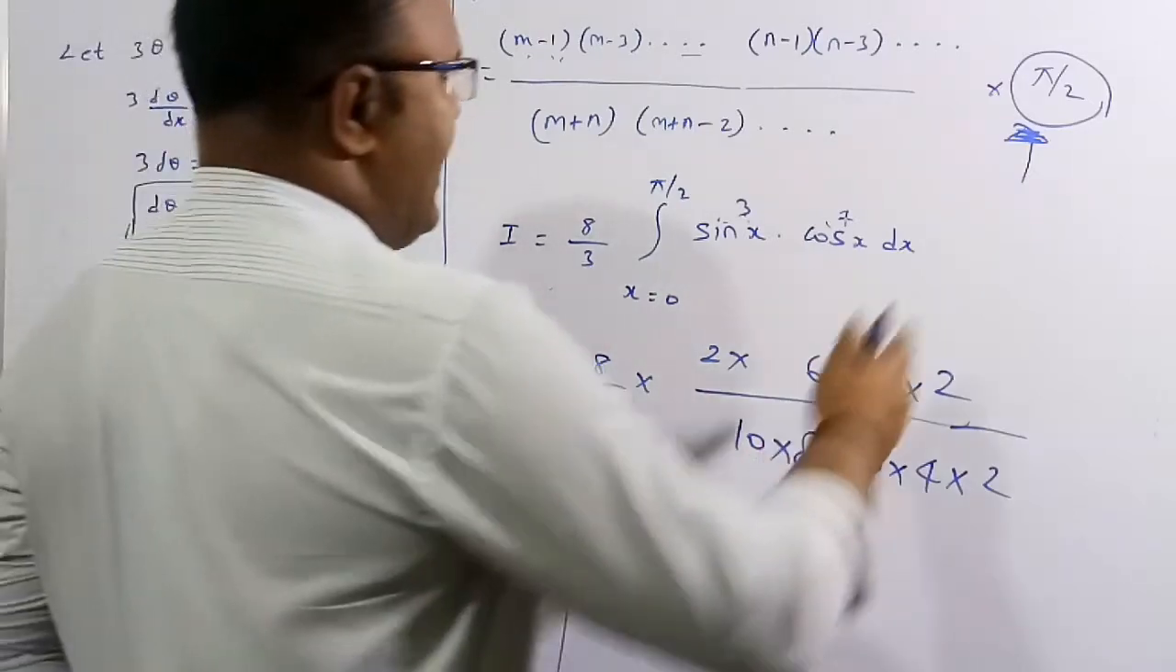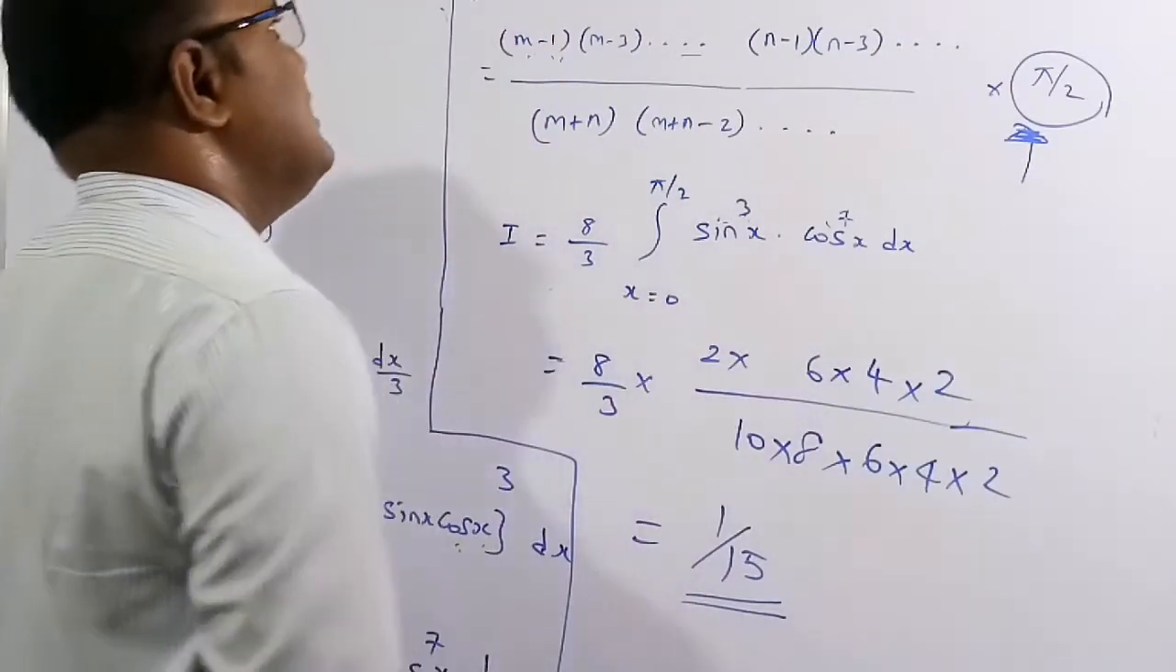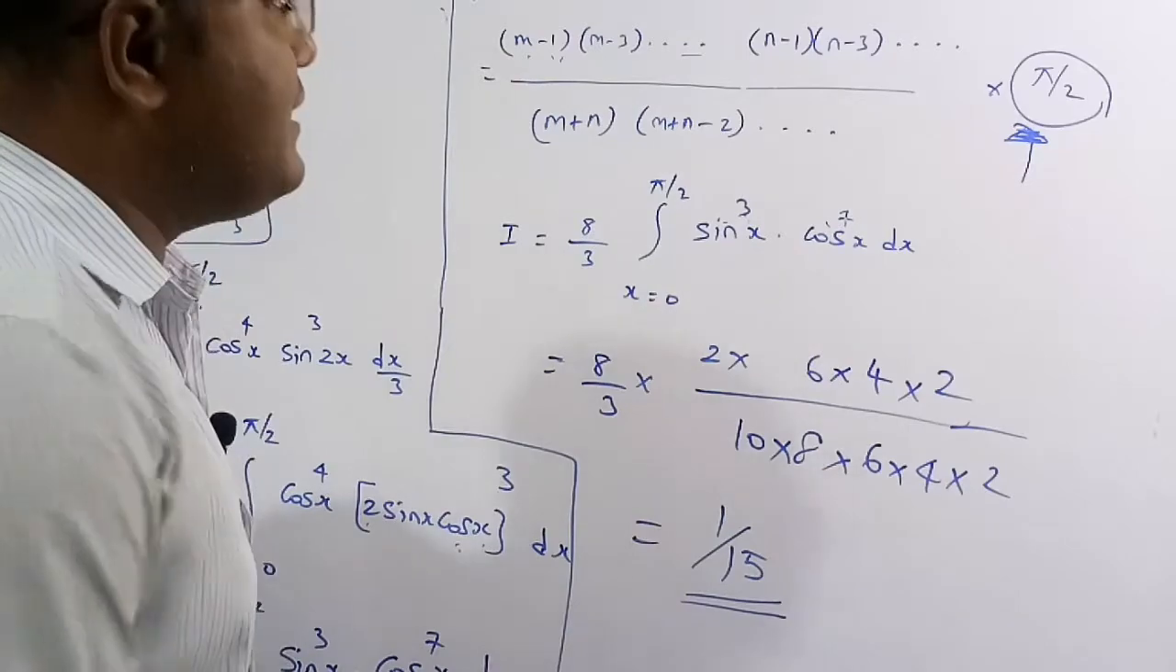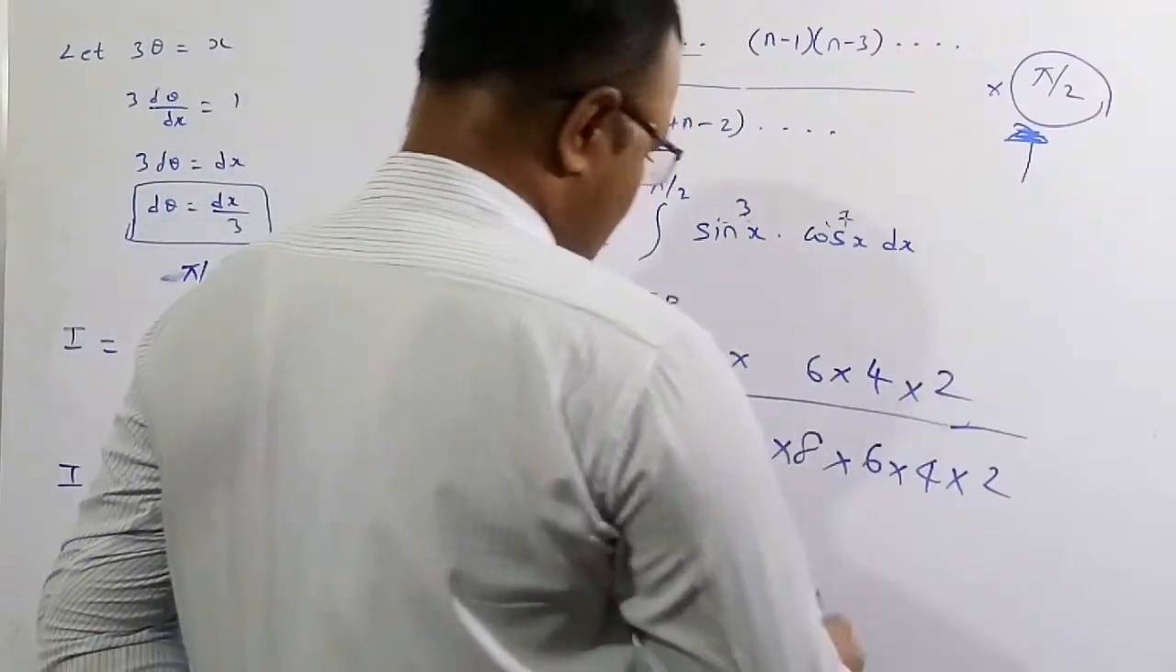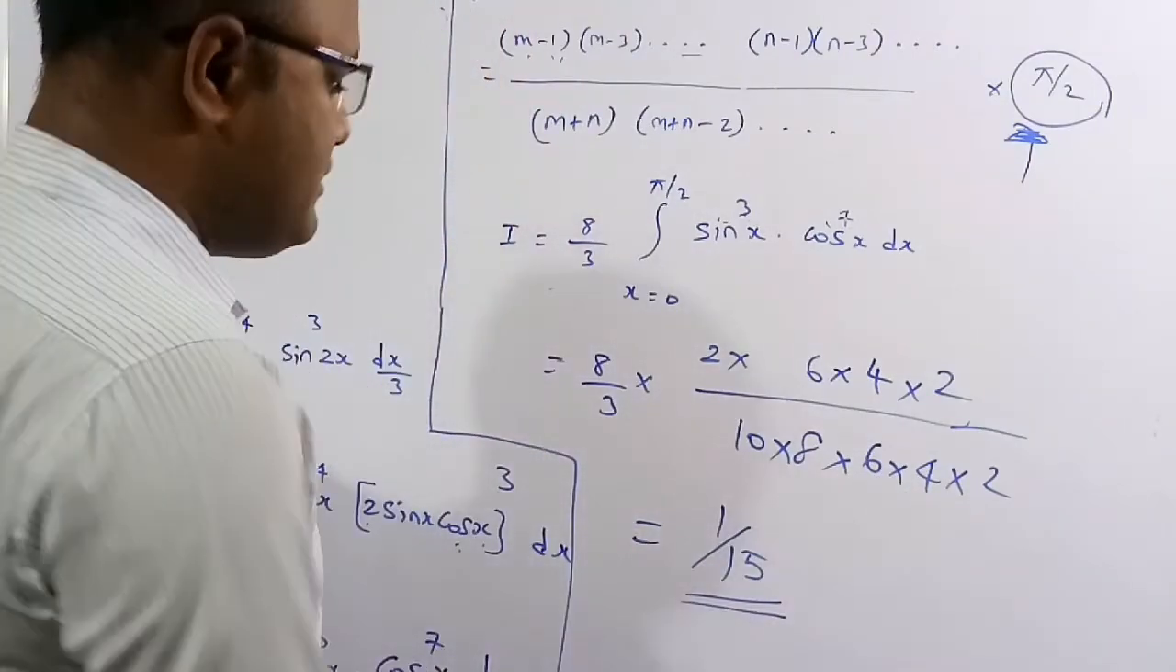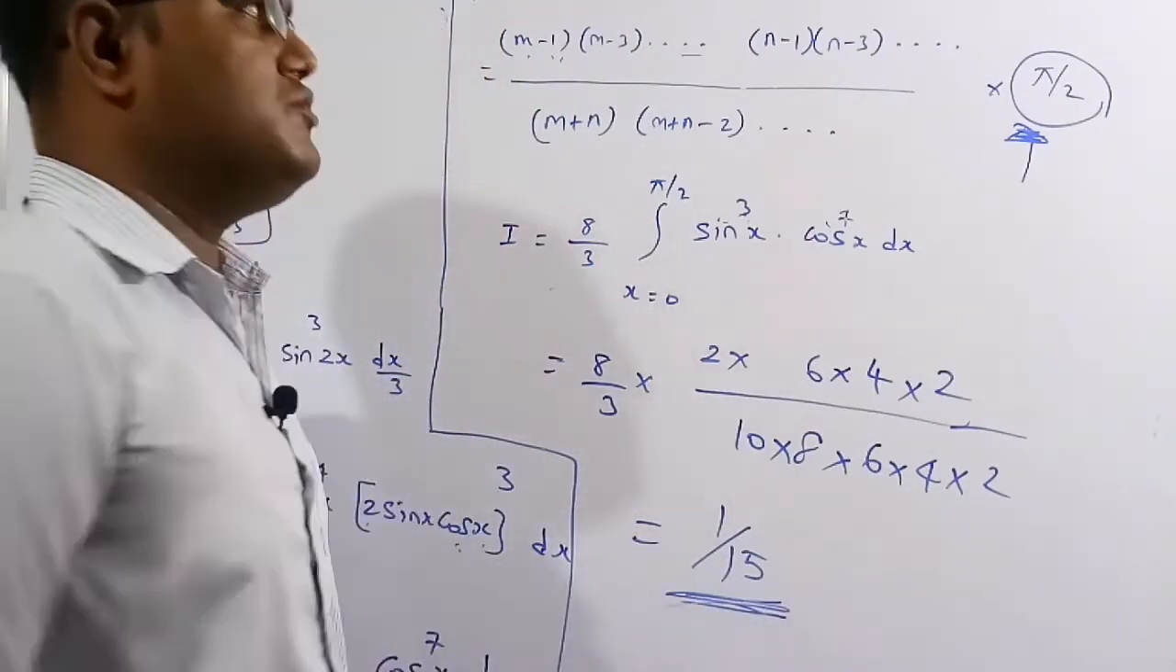So therefore this is the value, and you have to go for the multiplication of pi by 2 only when both m and n are even, otherwise you must not take this value pi by 2. So finally, if you do the simplification for this, we are going to get 1 by 15. This is the correct solution of this question.